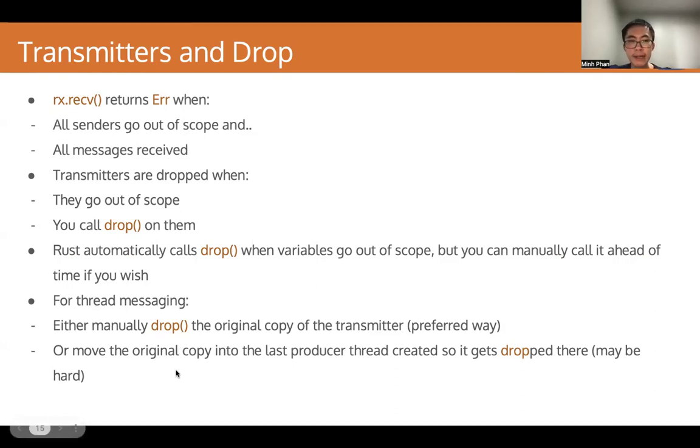When applying that to thread messaging, we can either manually drop the original copy of the transmitter. This is our preferred way of doing things. Or we can also move the original copy into the last producer thread created, so that the original copy gets dropped when that last thread ends. But this may be harder to coordinate, and so the preferred solution is to just manually drop our original copy.